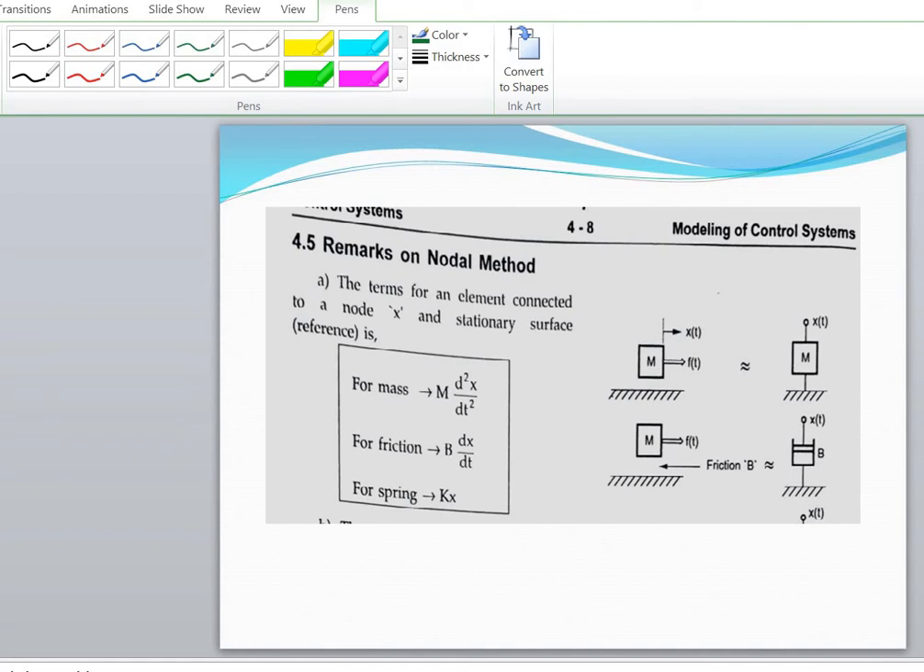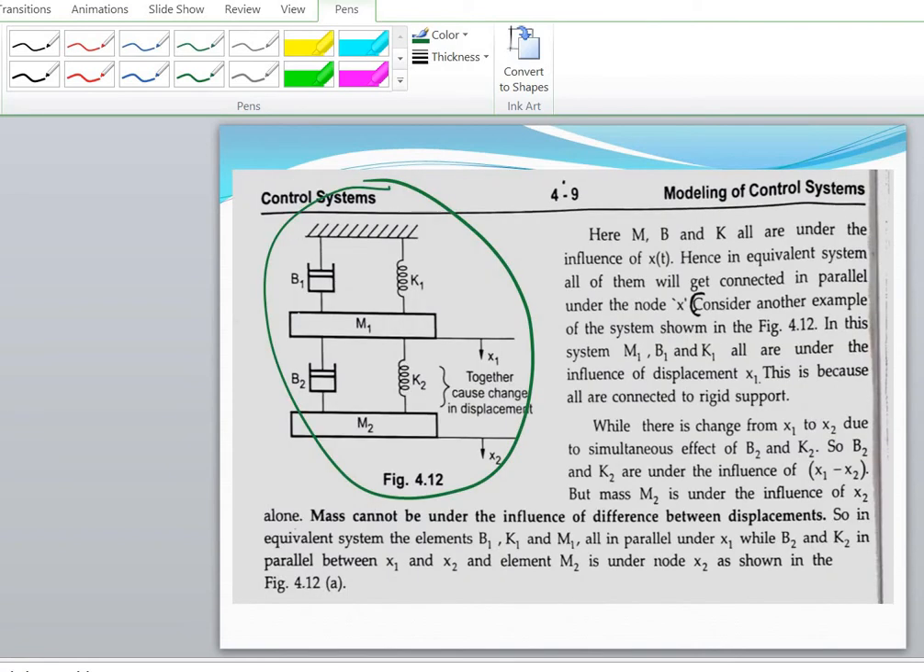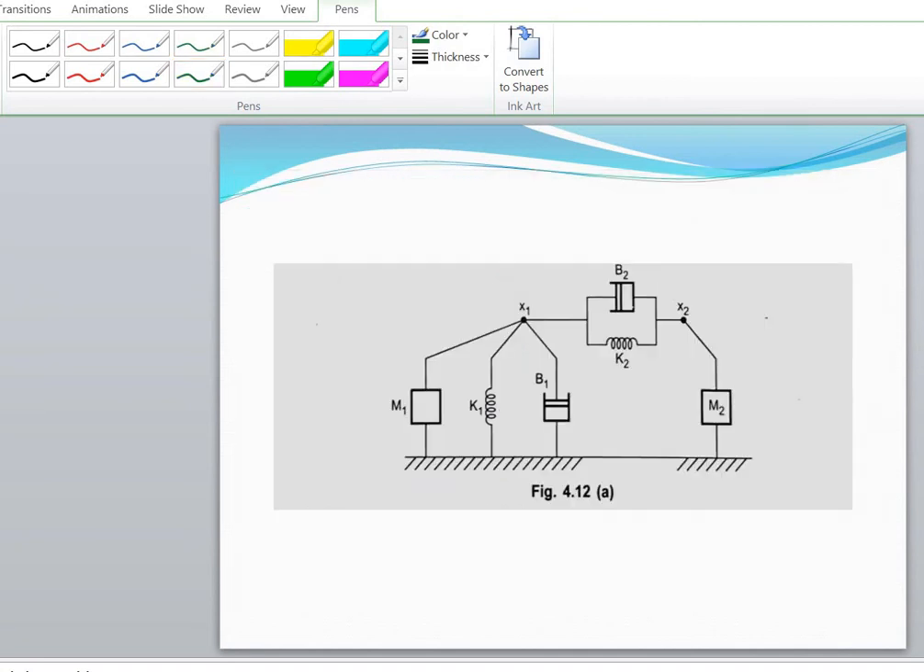For example, consider this mechanical system. If we have to represent this mechanical system with an equivalent mechanical system, this is the equivalent mechanical system. I am not going to go into detail of this.